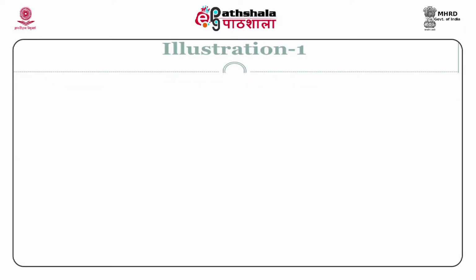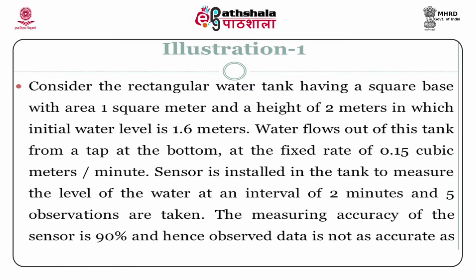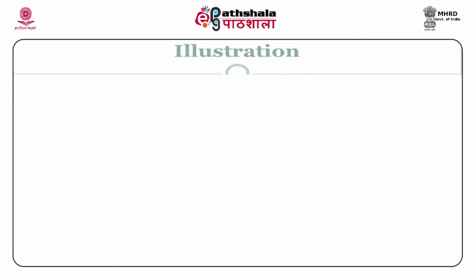Consider a rectangular water tank having square base with area 1 square meter and the height of 2 meters, in which initial water level is 1.6 meters. The water flows out of this tank from a tap at the bottom at the fixed rate of 0.15 cubic meters per minute. Sensor is installed in the tank to measure the level of the water at an interval of 2 minutes, and 5 observations are taken. The measuring accuracy of the sensor is 90%, and hence observed data is not as accurate as theoretical values.